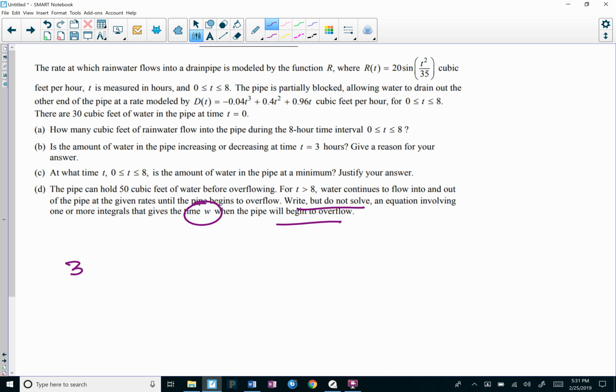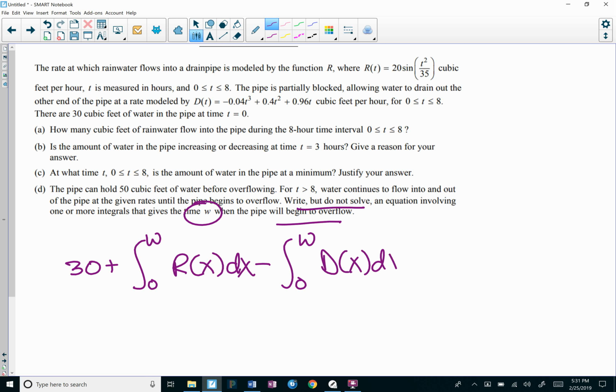So my equation is 30 plus the integral from 0 to W of R of X dx, minus the integral from 0 to W of D of X dx. Because once again, if I take the derivative, I want it to be R of W. That's what they tell me to use.